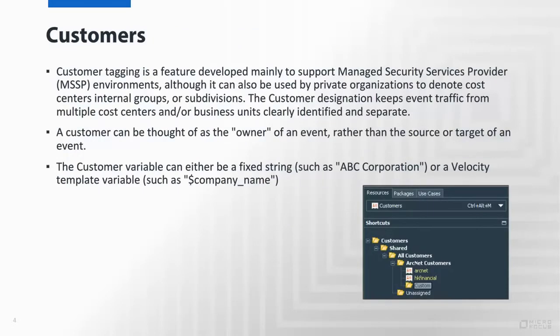So first we'll cover the customer resource type. It's ultimately used to tag the event to signify, for example, the owner. It's normally used by MSSPs in order to differentiate customers and keep traffic separated, so that access rights can be used to segment the information that's being presented to users or within reports that are being delivered to the customers. That value can either be a fixed string or a velocity template variable, as we'll see later when we walk through the console, taking a look at each of these examples.